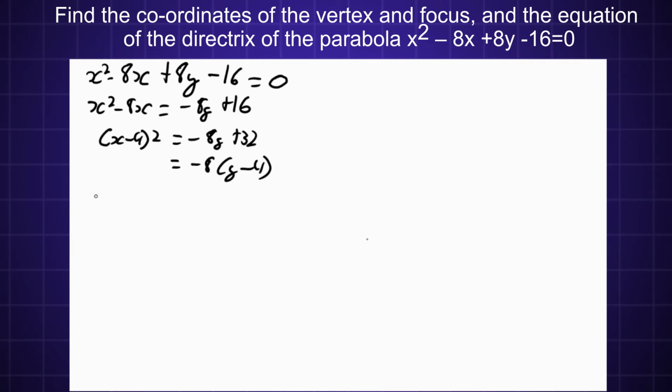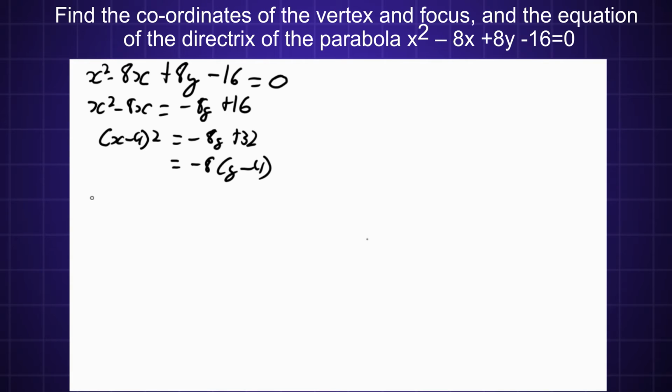So let's move on to an example. Find the coordinates of the vertex and focus and the equation of the directrix of the parabola x squared minus 8x plus 8y minus 16 equals 0. Firstly we need to complete the square to get into the form we need to use, which I have done already. Now we take this form and match it to one of the four types of general parabola.